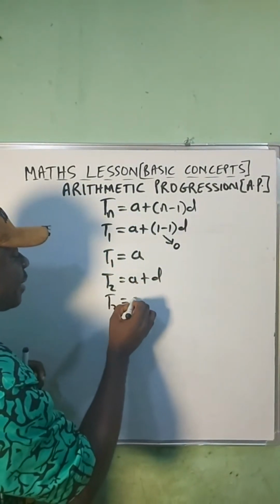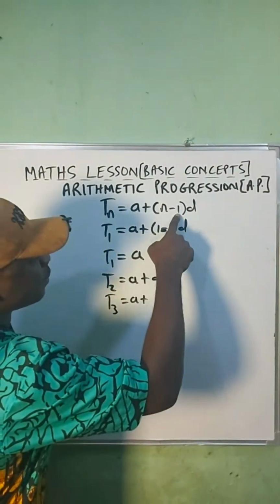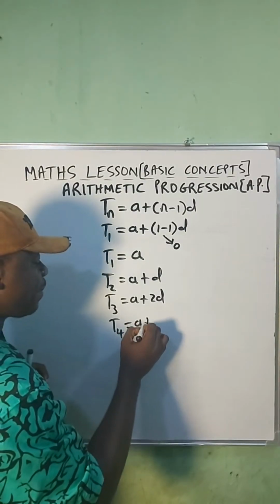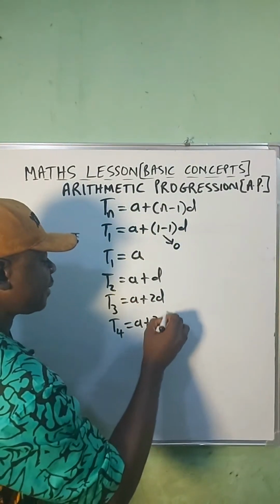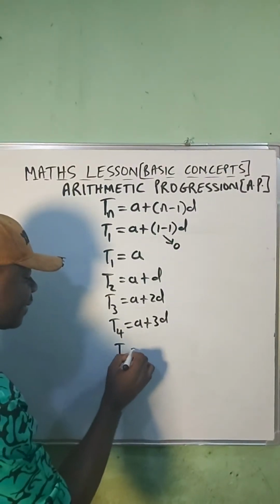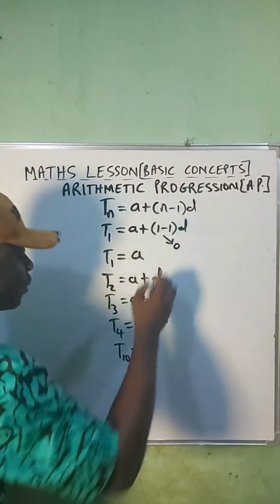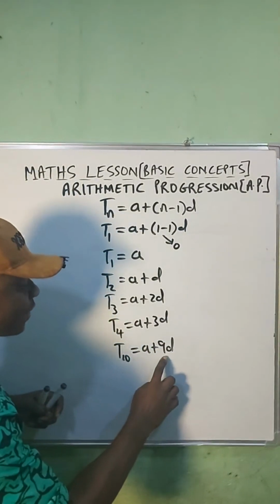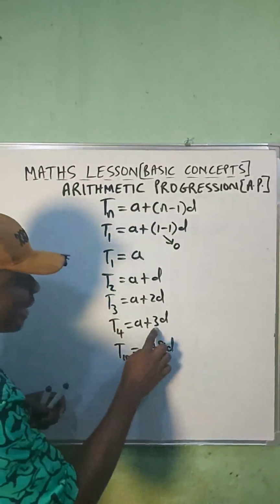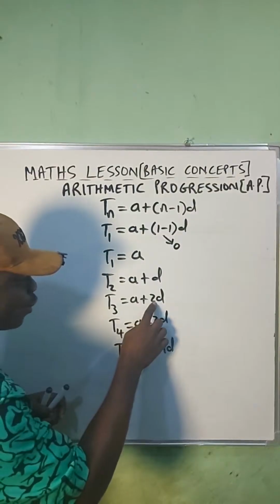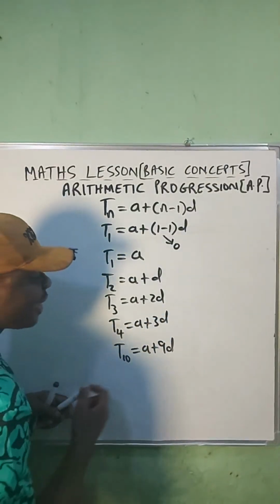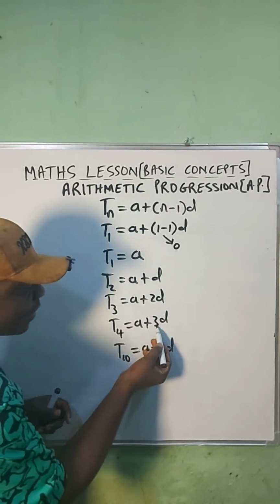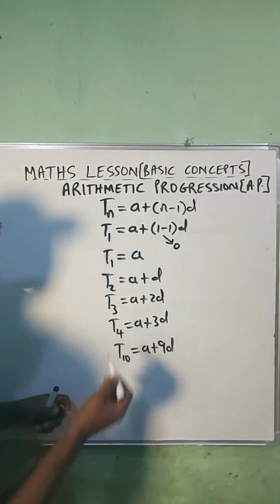To get t3, that will be a plus (3 minus 1), which is 2, and 2 times d is 2d. To get t4, that will be a plus (4 minus 1), that is 3d. If you want to get t10, you'll have a plus (10 minus 1), that is 9d. Then what do we notice? Here is 9, here is 10; here is 3, here is 4; here is 2, here is 3. So the coefficient of d is always 1 less than the number of terms.